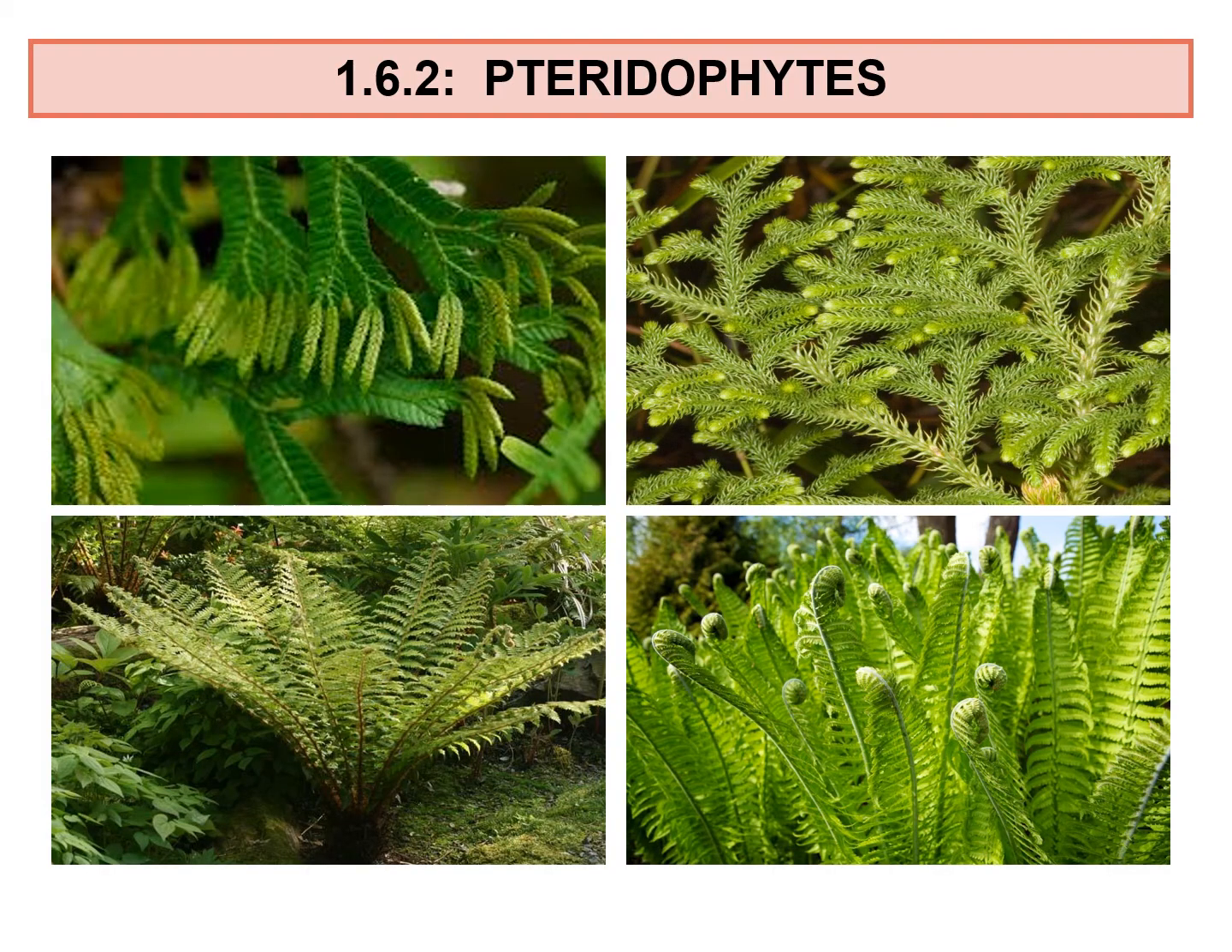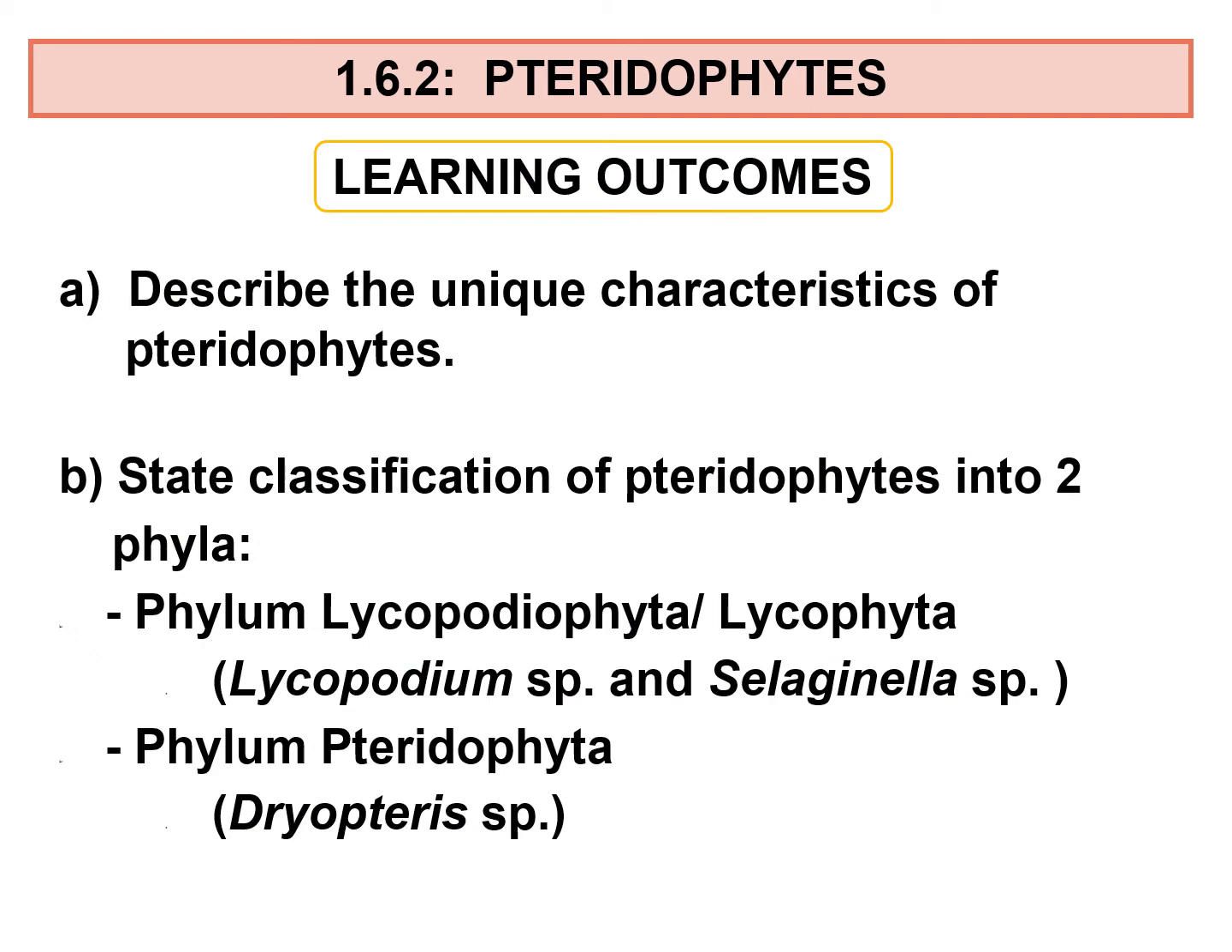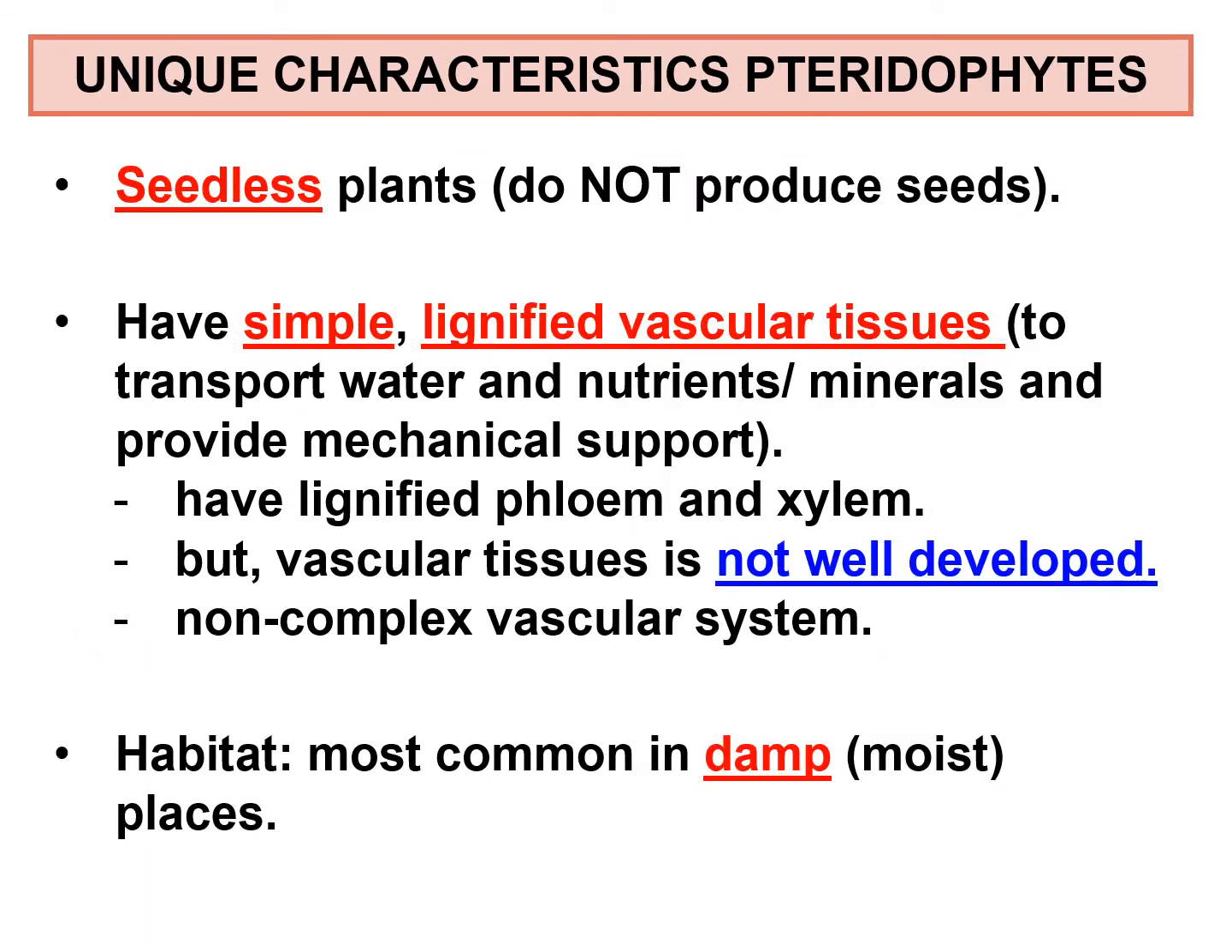The next group of plants under kingdom Plantae is pteridophyte. Yang biasa kita our layman terms is pakis pteridophytes. But you have to know there are so many types of pteridophytes, not only the pakis. Pteridophytes are seedless plants. They don't produce seeds. They produce spores. They have vascular tissues, but a very simple vascular tissues.